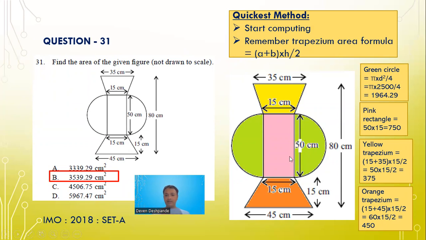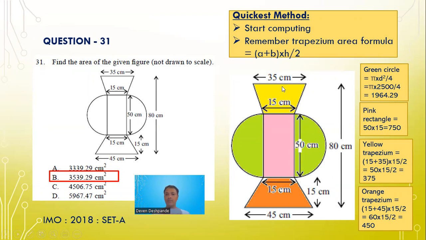Pink rectangle, easy one, 15 into 50, 750. Yellow trapezium: what is the sum of the two parallel sides? 35 plus 15. What is this distance? Now the complete distance is 80. The central distance is 50. How much remains? 80 minus 50 is 30. So let's assume this is 15 and this is 15, isn't it? This 15 is already given. 15 plus 50 is 65, and 80 minus 65 is 15.